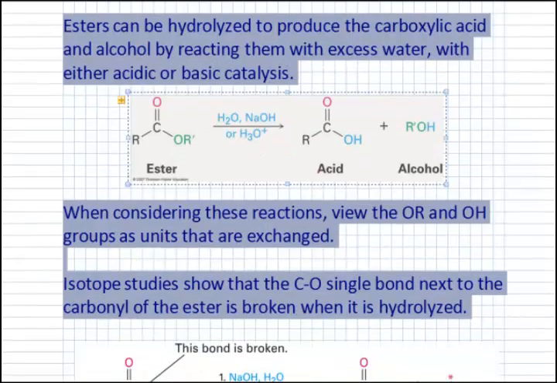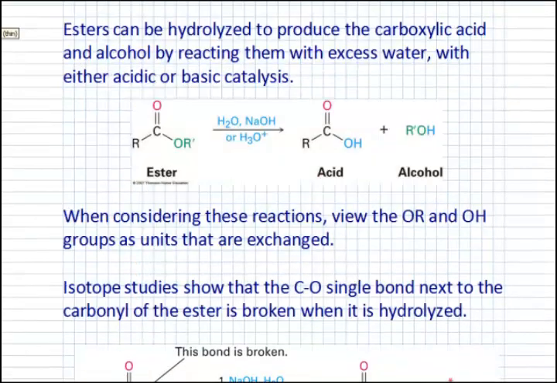So let's talk about ester hydrolysis. We can use acid or base catalyst and essentially react water with an ester. So this OR is the leaving group, water is the nucleophile. So it replaces OR with an OH to make an acid. Right? That's our carboxylic acid. Plus, the leaving group becomes a free alcohol. And when you're investigating these, view OR and the OH, right, from the water.